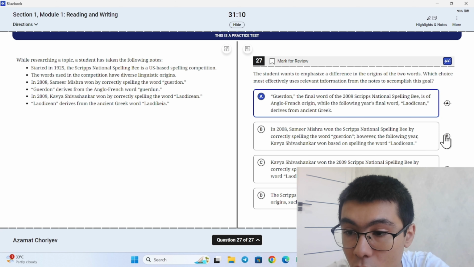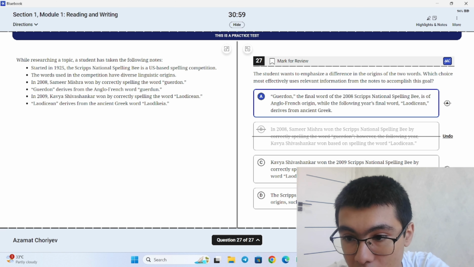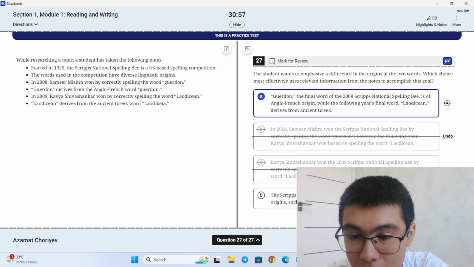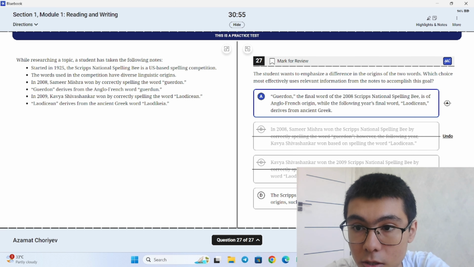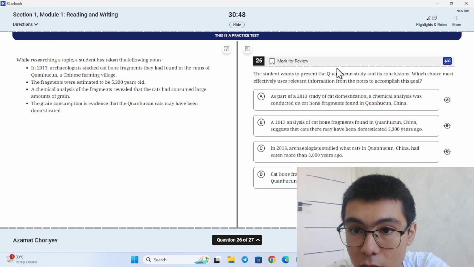Other choices: there's nothing about the origin in B. This one is telling the origin of just one word, and it's telling that it's from ancient Greek. But we want the contrast between those two origins. Here we have nothing about origin.